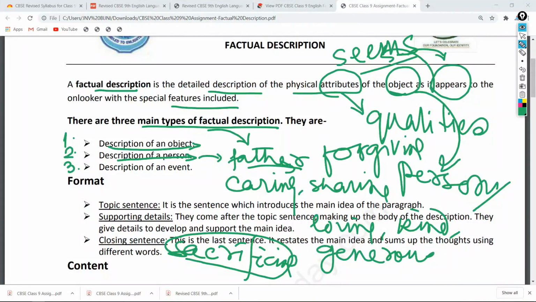Now description of an event. Say for example, you are describing the event of the school, suppose your annual day. So you can make an essay also. You can make a report also. You can make a beautiful paragraph. Suppose from a particular essay or from an article, how can you make the paragraph? From the bigger one, how can you abridge and make a paragraph?